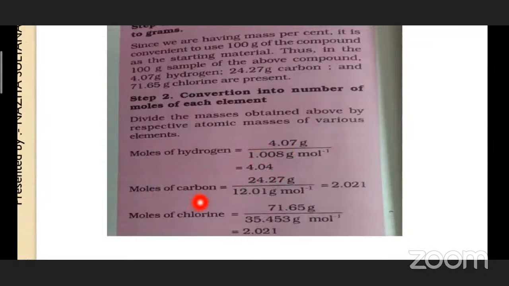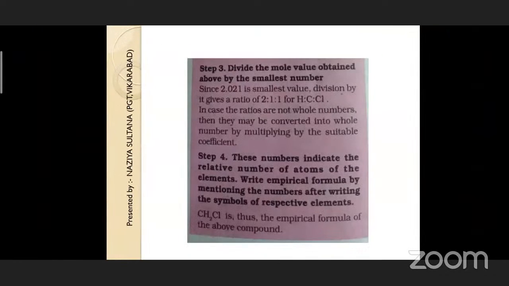Moles of carbon: the given weight is 24.27, and the atomic weight of carbon is 12.01. If you divide 24.27 by 12.01, you would be getting 2.021. Same thing, you are calculating the moles of chlorine, 71.65 by 35.5. This is the atomic weight of chlorine. So this is about the second step. So next step, what is it?